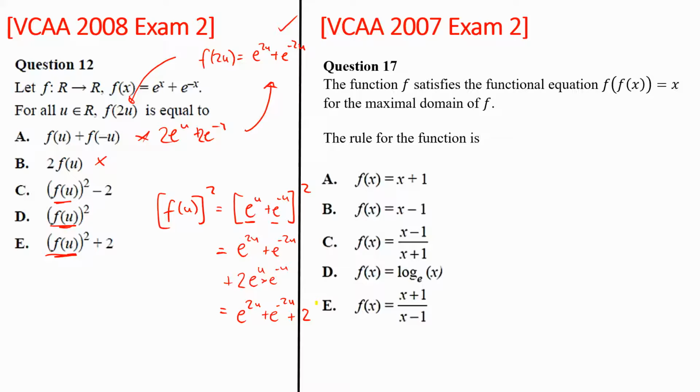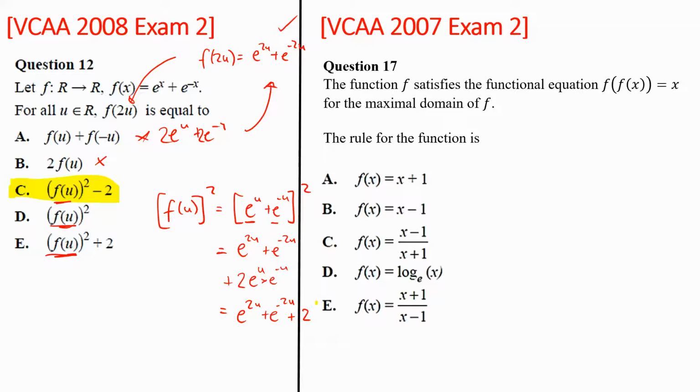But what we wanted was just e to the power of 2u plus e to the power of negative 2u. What I don't want is the plus 2. So the only way to get rid of it is if you had f of u squared minus 2, because if you minus the 2, you lose that. And if you lose this, they're both the same. So the answer should have been C.